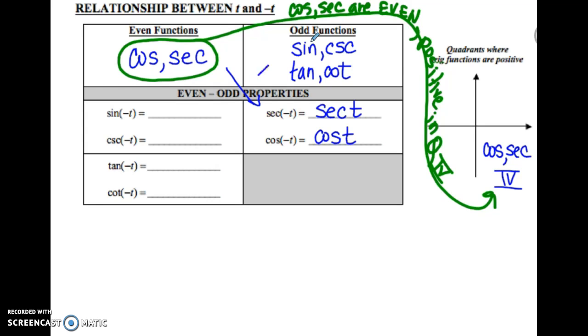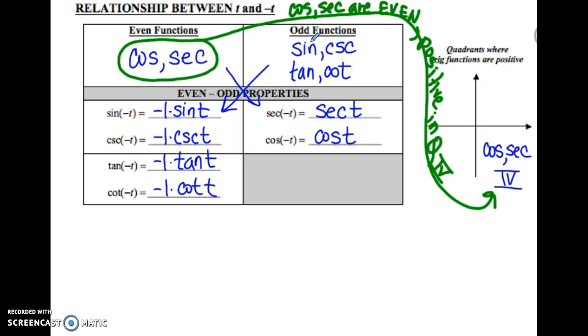With our odd functions, we get the opposite function. When we plug in negative t and do sine of negative t, we end up with negative sine of t. When we plug in negative t in cosecant, we get negative cosecant of t. In tangent, we get negative tangent of t. And in cotangent, we get negative cotangent of t. So those functions are odd. When you plug in negative t, you get back the opposite function.